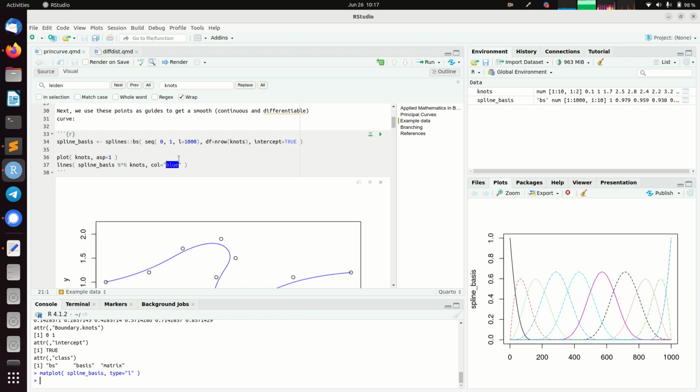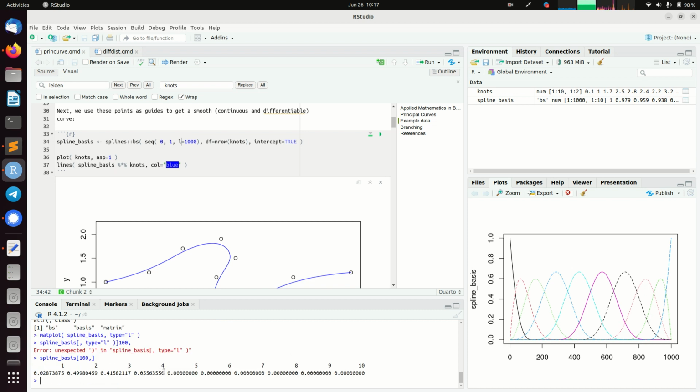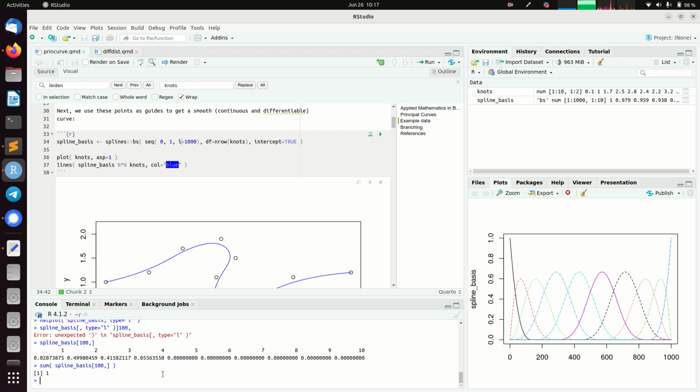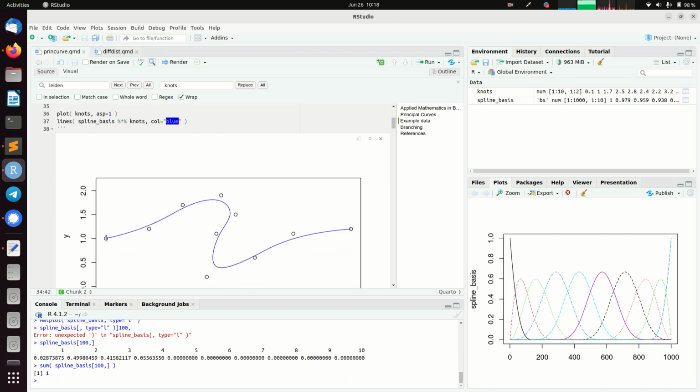I have told it that I want this area from 0 to 1,000 split into 1,000 pieces. If I now take the value of the spline basis at, say, 100, which is 0.1 along the curve, you get these numbers here, which have weight only on the first 4, but not on the last. They add up to 1. And what I now do is I take these lines and calculate which point is 10% of the length between that and that.